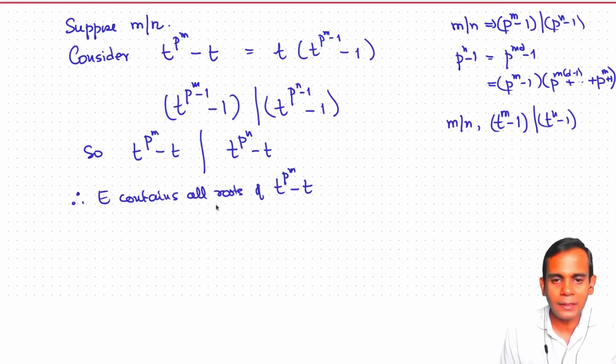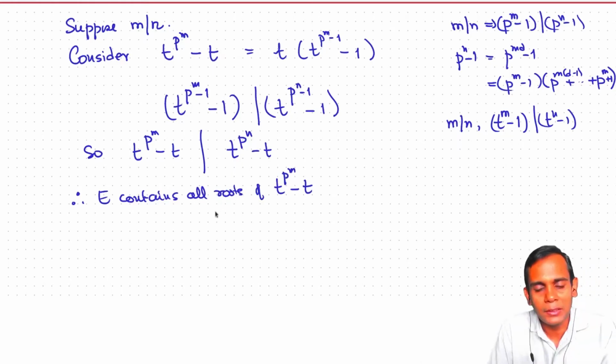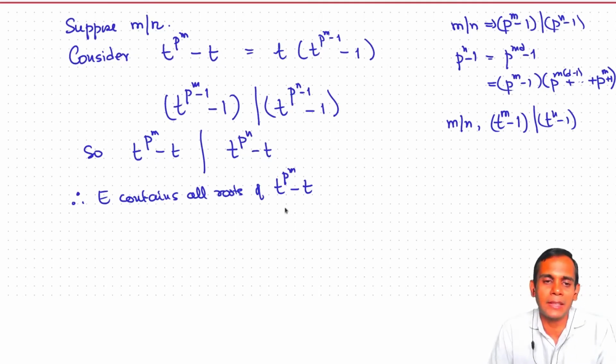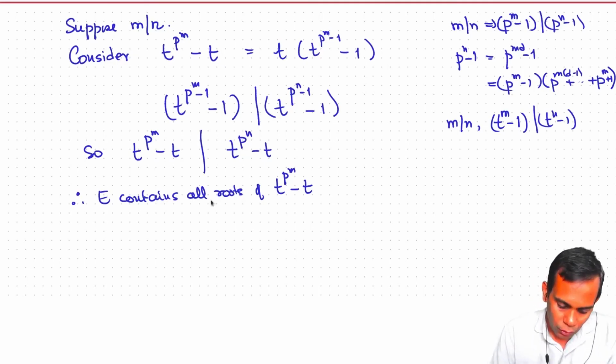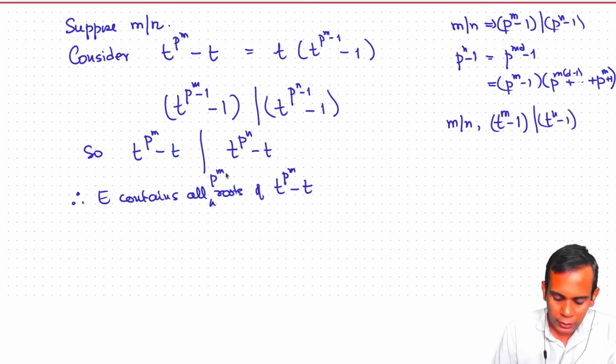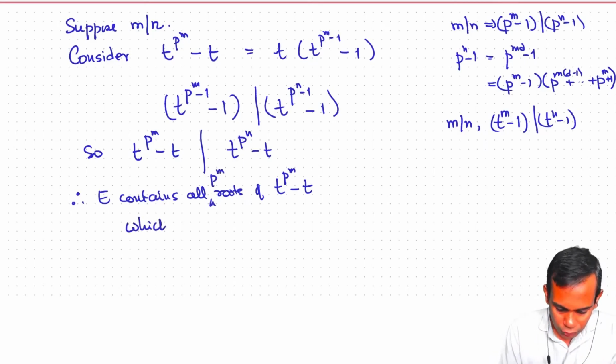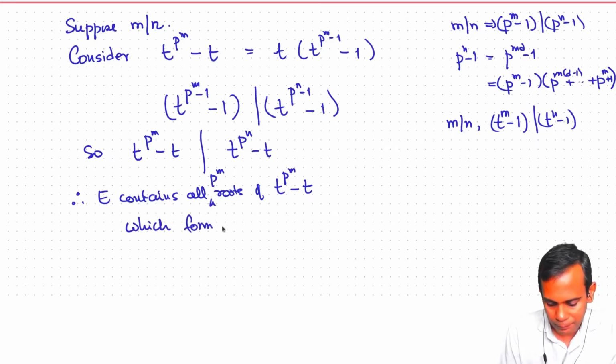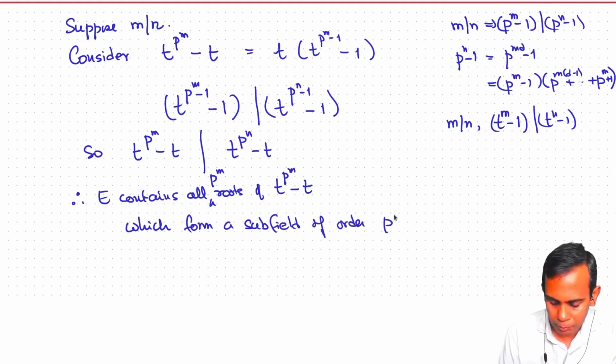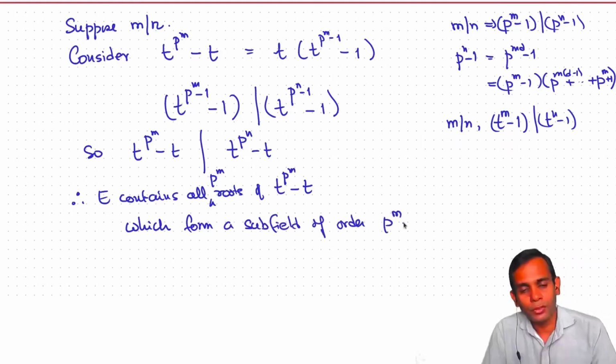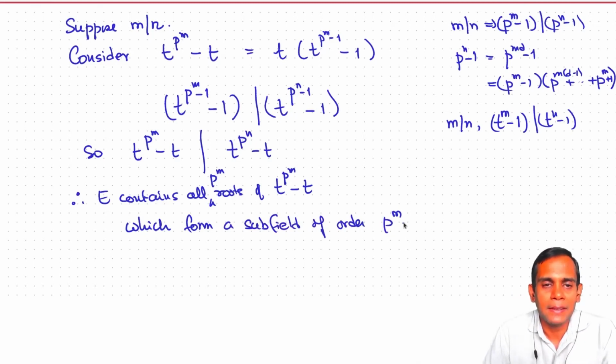And how many are there? Well, we just saw in the last lecture that there are precisely p to the m of them because they are all distinct by the derivative criterion. So all p to the m roots form, we also saw in the last lecture, a subfield of order p to the power m. Therefore, indeed, if m divides n, then E has a subfield of order p to the n.